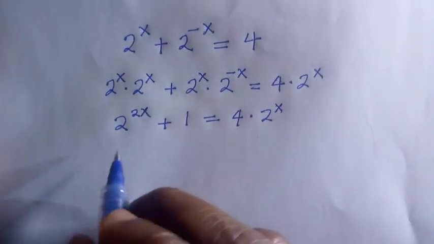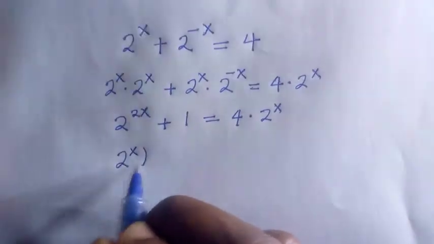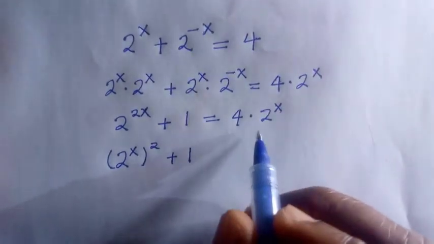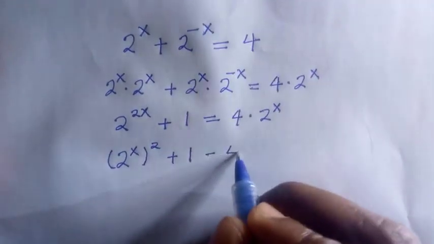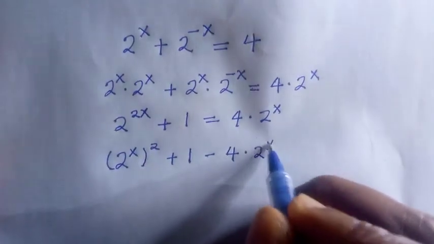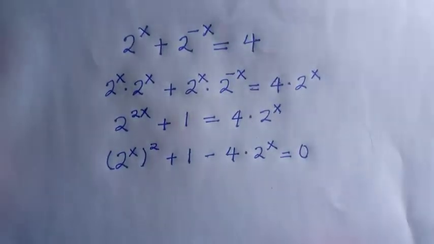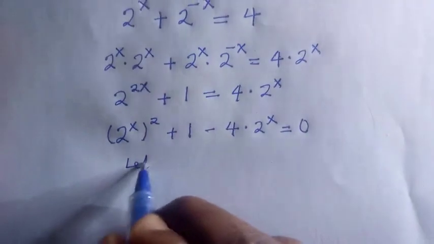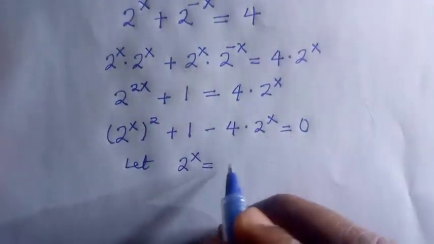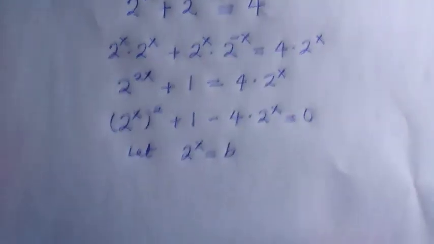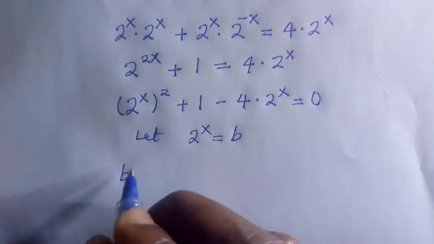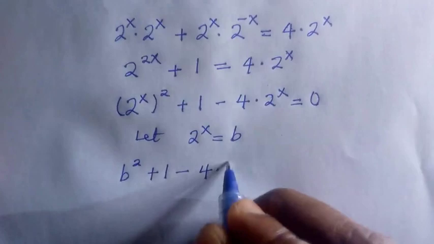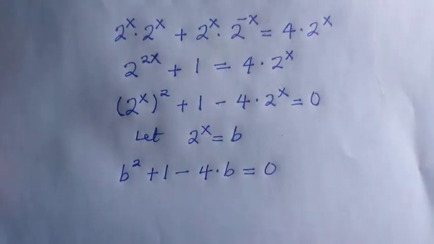And then suppose we write this as 2 to the power of x all raised to the power of 2 plus 1. Then let's take the whole of this to the left side. It becomes minus 4 multiplied by 2 to the power of x equals 0. So we have 2 to the power of x, which is common. We are going to let 2 to the power of x equals b. Then we replace it, and we have b squared plus 1 minus 4 multiplied by b equals 0.